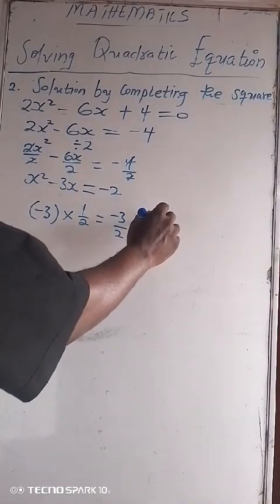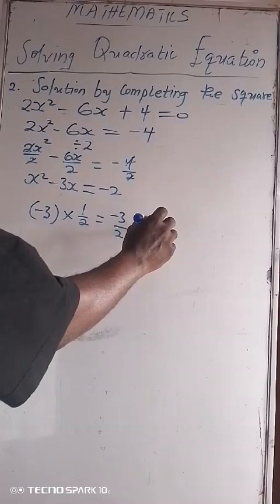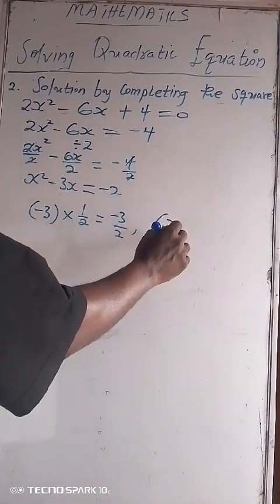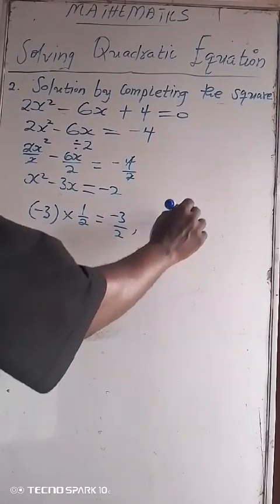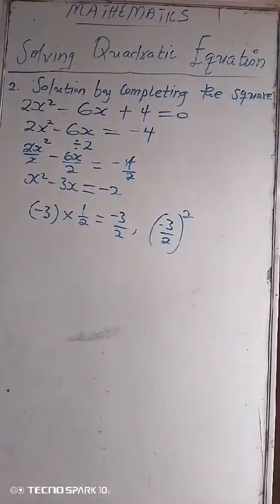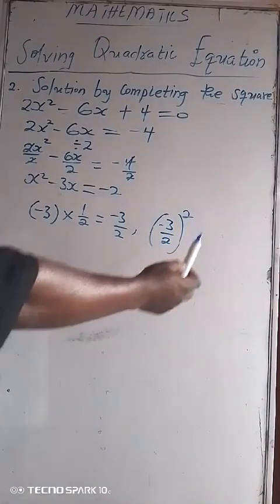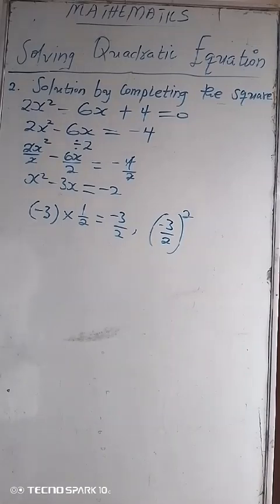Now, having negative 3 out of 2, we square it. Sorry, we square it, not the square root. We are supposed to square it. So it's going to be negative 3 out of 2 all squared, meaning that the square is affecting the numerator negative 3 as well as the denominator, the positive 2. So after that, the next thing is that we add negative 3 out of 2 all squared to the left hand side as well as the right hand side.